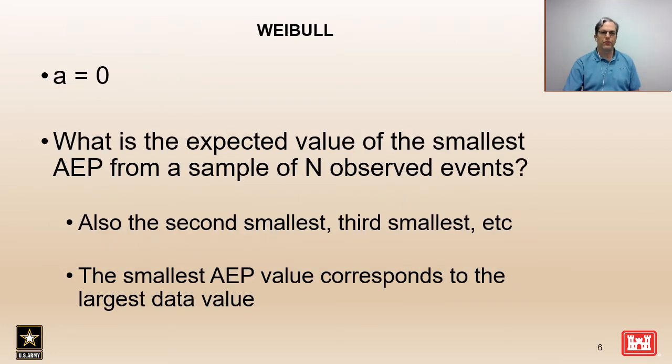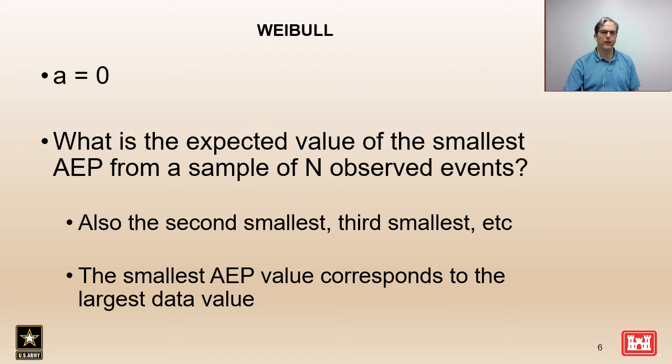The first plotting position formula we'll take a look at is the Weibull formula, which has an A parameter equal to 0. The Weibull plotting position answers the following general question. What is the expected value of the smallest annual exceedance probability drawn from a sample of n observed events?